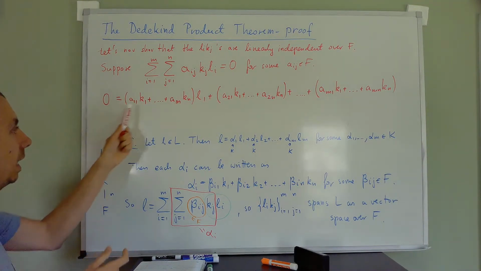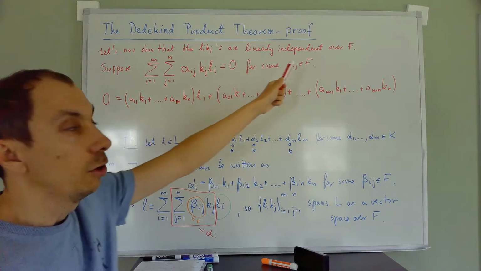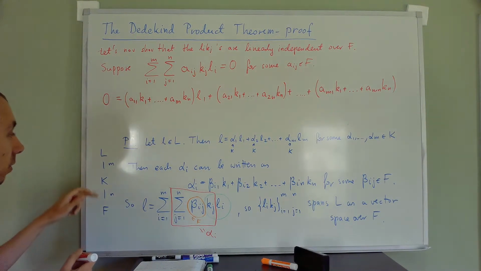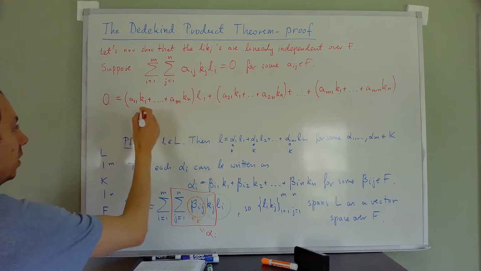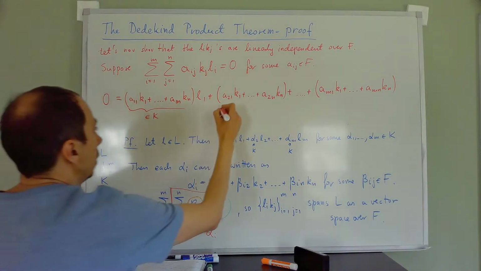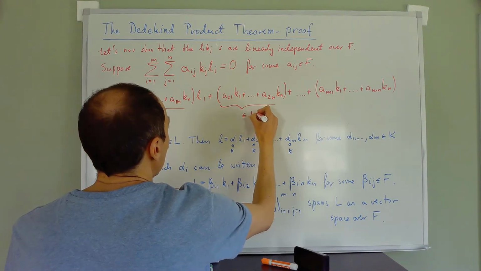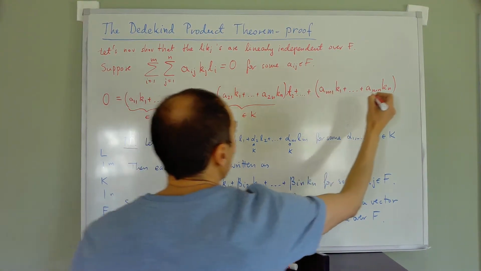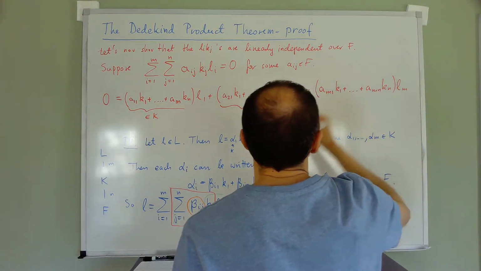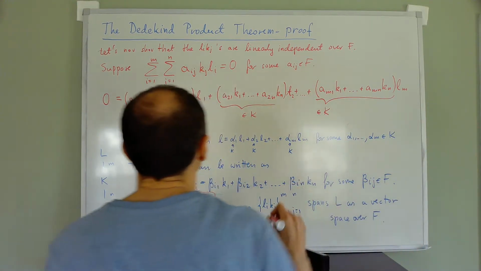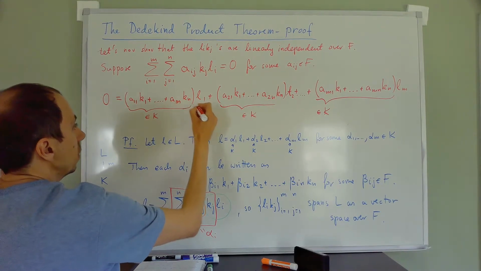But note, the a_ij's are in F. So in particular, they are in K, because F is a subfield of K. And all the k's are in K, so that means this is in K. And this is also in K. I forgot the l's here. So this is times l_2 plus l_n. And this is also in K. Right? Not the l's, just the things in parentheses are in K.